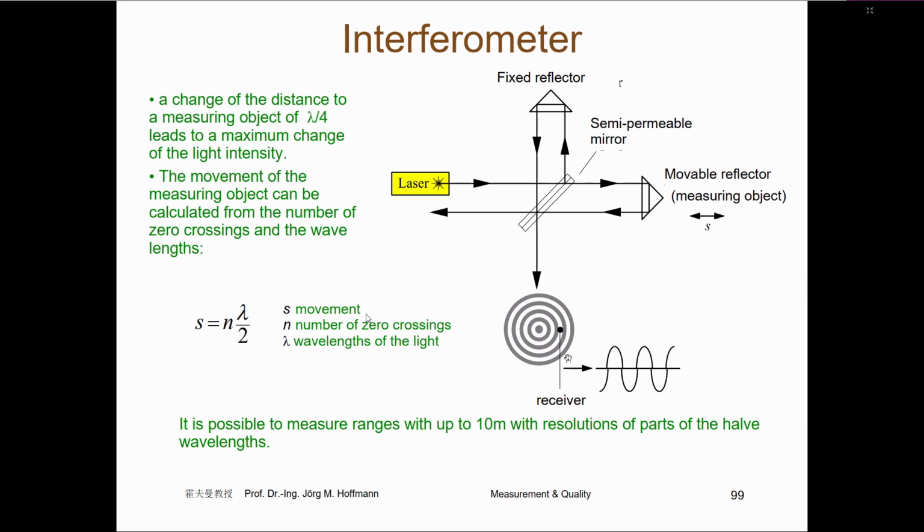That can be different, but you must only count. And you have the formula that the way you have moved your sensor is the number you have counted multiplied with half of the wavelength. Half of the wavelength between bright and dark, that is the half of the wavelength.